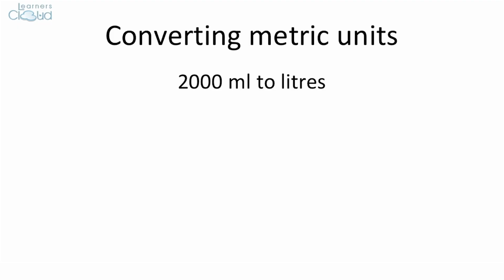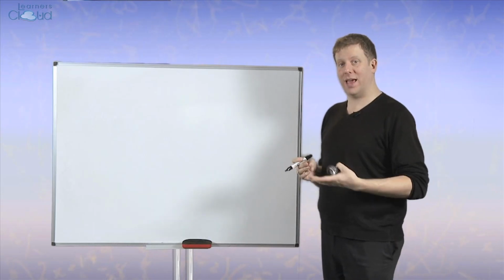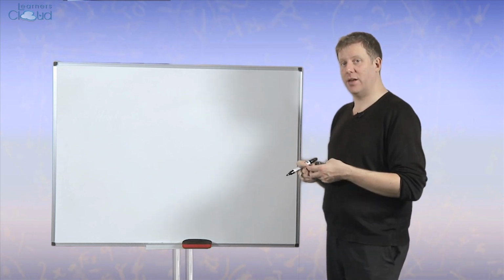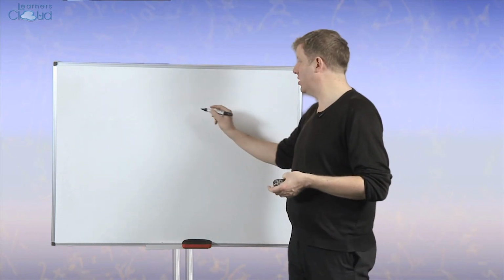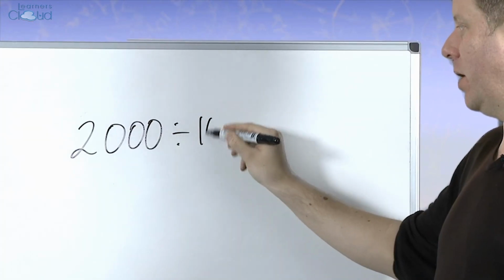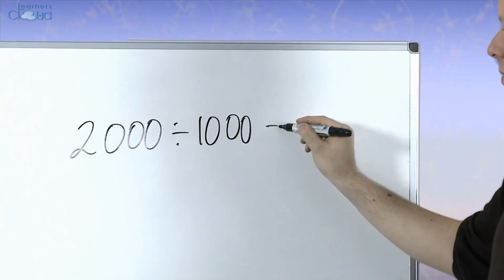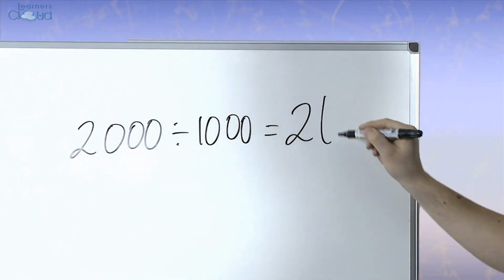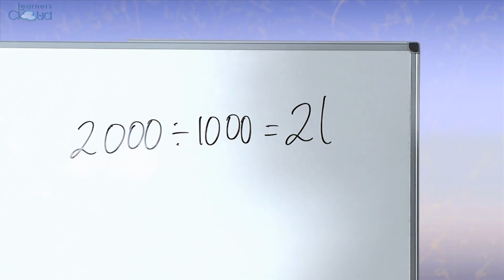Next one wants us to turn 2,000 millilitres into litres. Now we know that there are 1,000 millilitres in 1 litre. So this is another one where we're going to divide. And it would be 2,000 divided by 1,000. So 2 litres is the same as 2,000 millilitres.